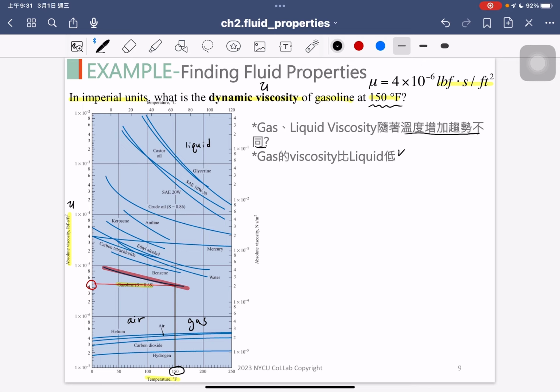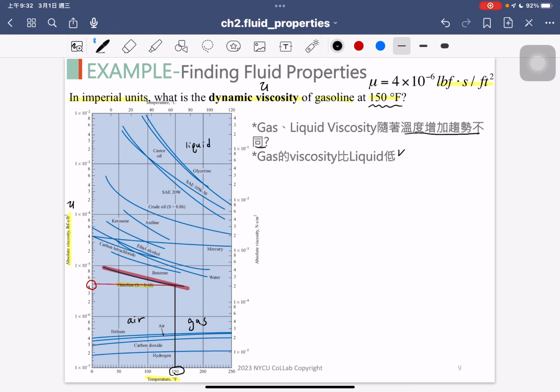I remember I taught you this idea on the previous class. Based on the figure, we can figure out all the property differences for different materials, such as the liquid and the gas. They show a different trend. Even though we always call it viscosity, different materials have a different behavior. Okay, so this is very important.